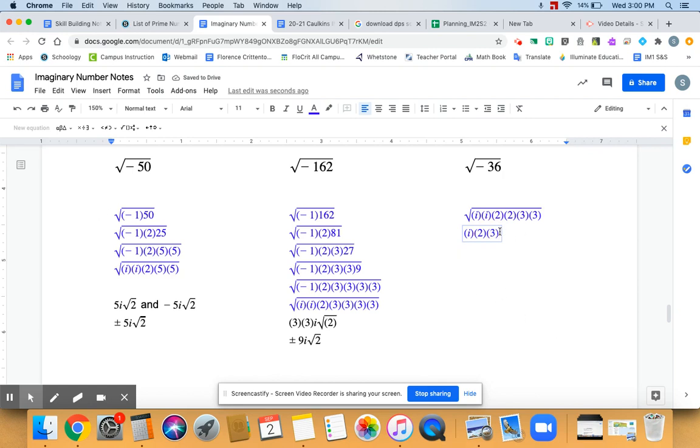Is there anything else left under the square root? No, there's not, so I don't need to write it. My final step would be just combining these together. So 2 times 3 becomes 6, and then you just write the i at the end, because you always write the number first, then the letter. So instead of i6, you're going to want to write 6, then i. There is no square root, but then I can't forget that this is a plus minus. So positive 6i and negative 6i is the answer to the square root of negative 36.